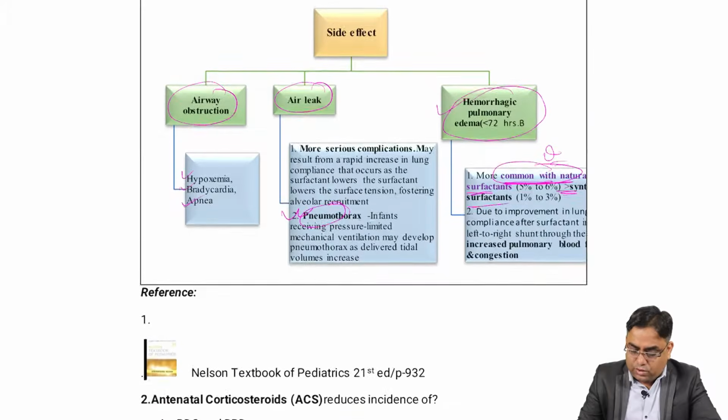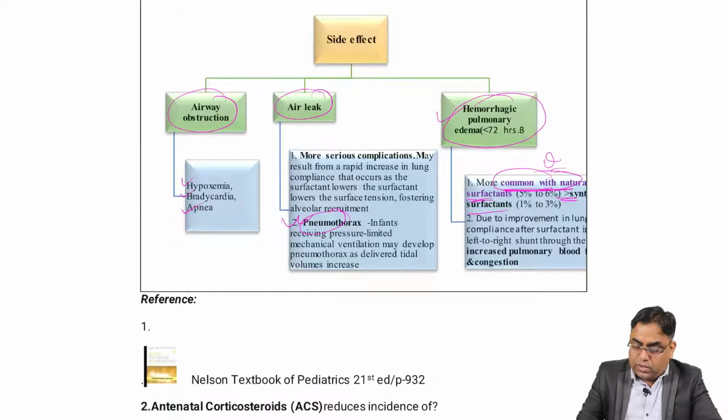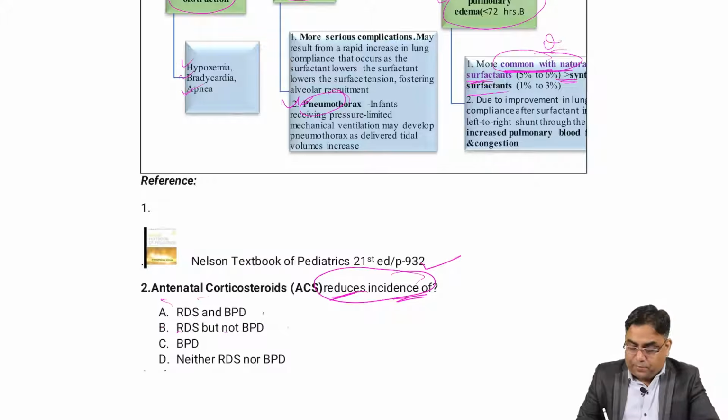Move to the next question. The antenatal corticosteroid: reduces incidence of RDS and BPD; RDS but not BPD; BPD but not RDS; neither RDS nor BPD. You know the antenatal corticosteroid reduces the RDS but not the BPD. So this is the answer.